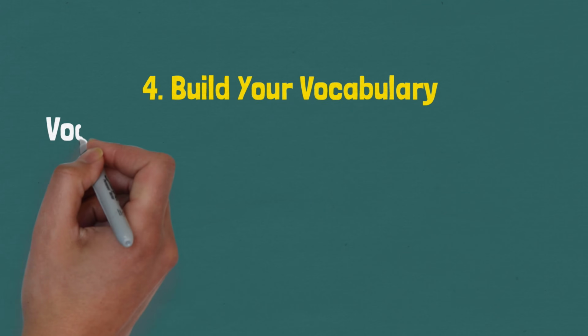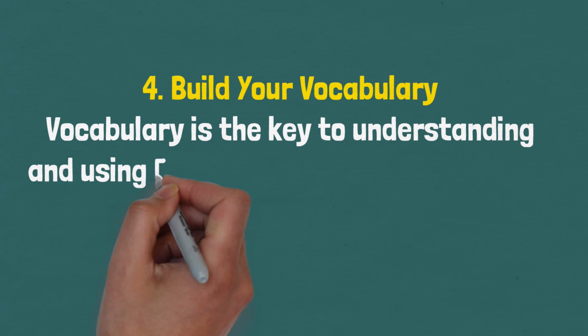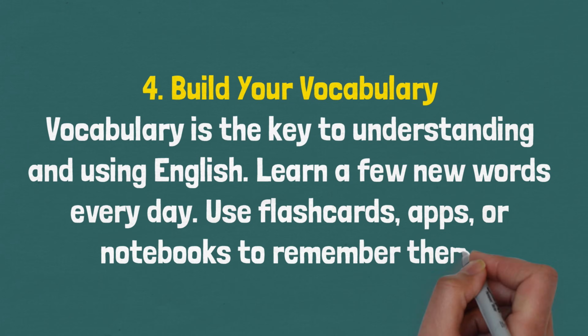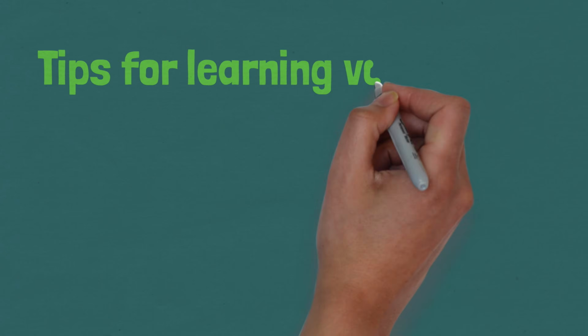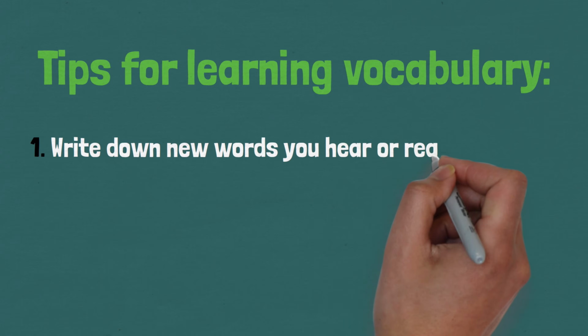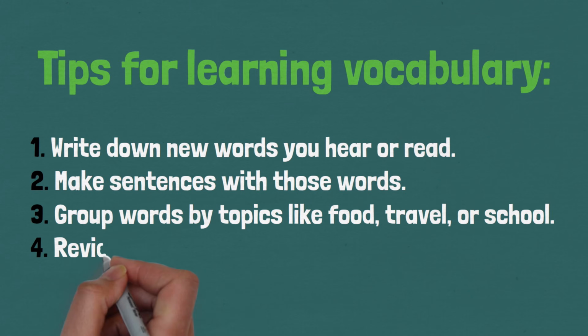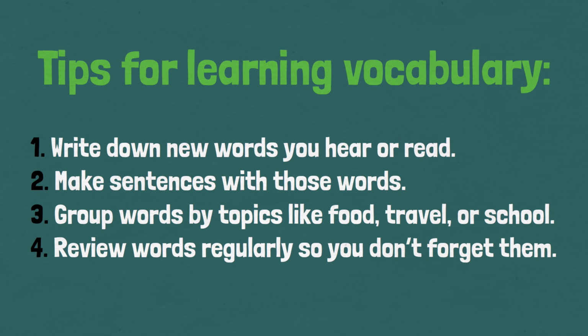4. Build your vocabulary. Vocabulary is the key to understanding and using English. Learn a few new words every day. Use flashcards, apps, or notebooks to remember them. Tips for learning vocabulary. Write down new words you hear or read. Make sentences with those words. Group words by topics like food, travel, or school. Review words regularly so you don't forget them.